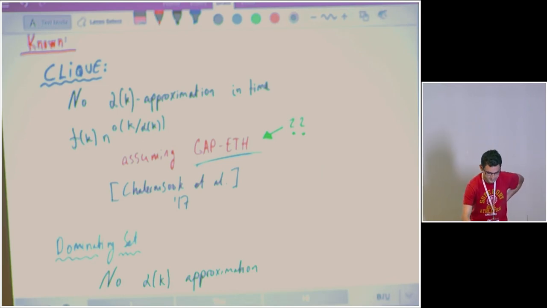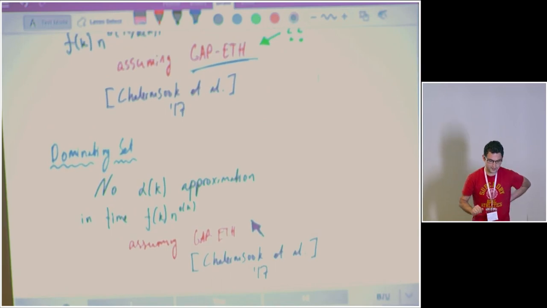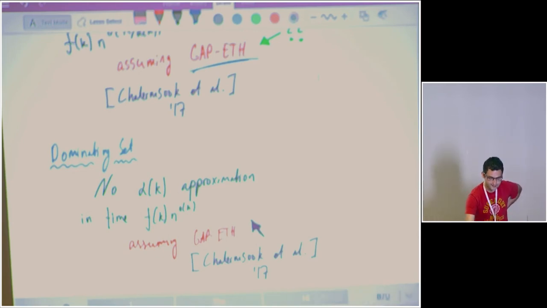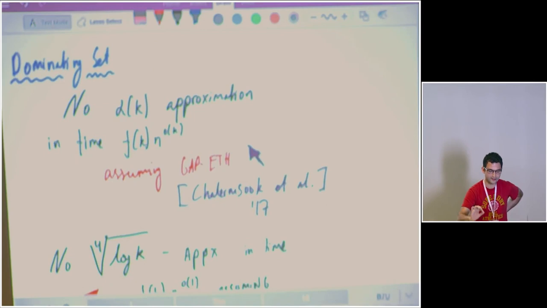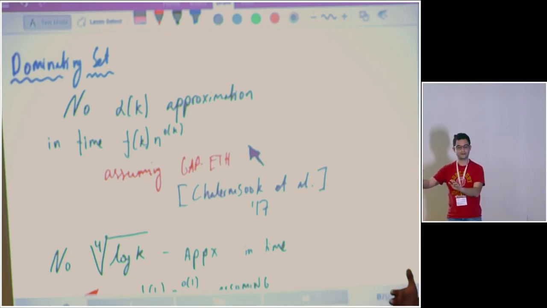Okay. So now, assuming gap ETH, notice that clique is a maximization problem, right? So like a factor k approximation is trivial, just output a single vertex. Dominating set, so here actually for any factor, even more than k, right? For dominating set, I could have a 2 to the 2 to the 2 to the k approximation, right? So if there is a solution of size at most k, output one of size 2 to the 2 to the 2 to the k.